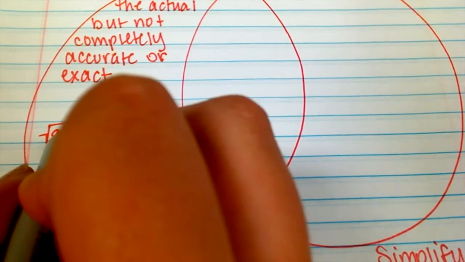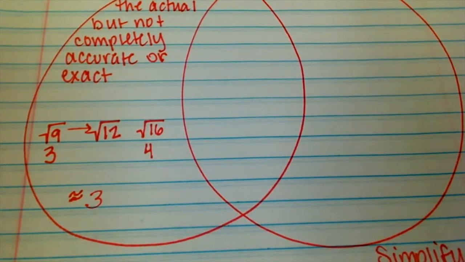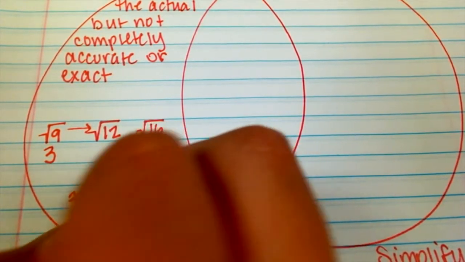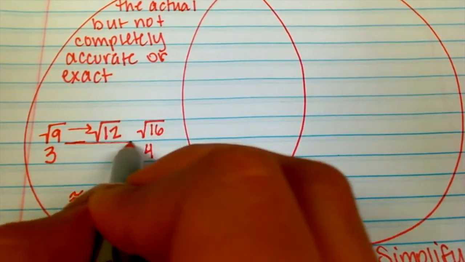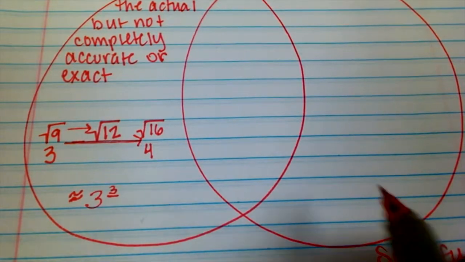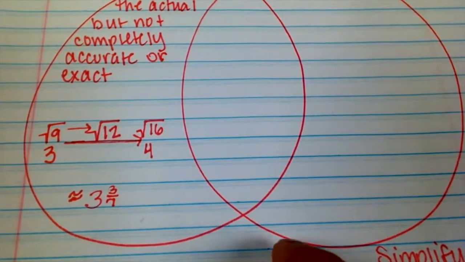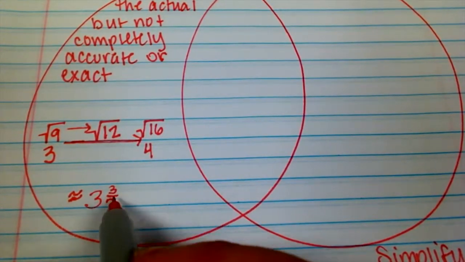So what is the distance between 9 and 12? 3. So 3 is our numerator. And then the distance between 9 and 16 is 7. So that's our denominator. So the square root of 12 is approximately 3 and 3/7.